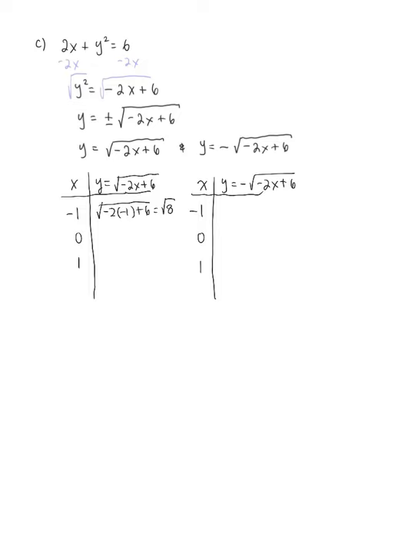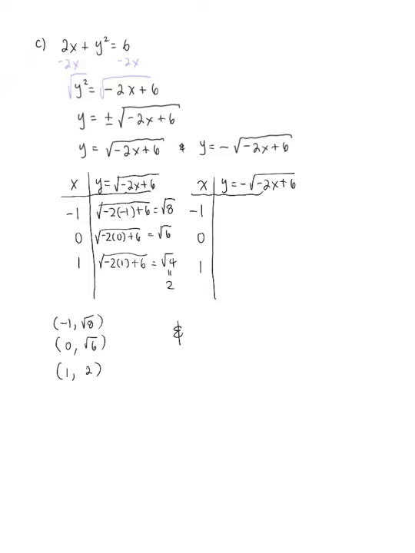All right, now when x is 0, you're going to have negative 2 times 0 and then plus 6. So in this case, you're going to have square root of 6. And when x is 1, your y is going to be negative 2 times 1 plus 6. So in this case, this is going to be square root of 4. It's going to be 2. All right, so let me just write this out as an ordered pair. So when x is negative 1, y is square root of 8. When x is 0, what is the y value? Square root of 6, and then 1 comma 2. That's what we get.